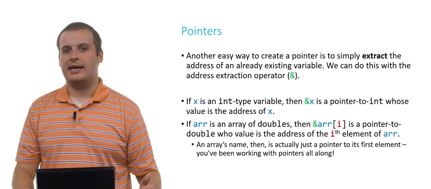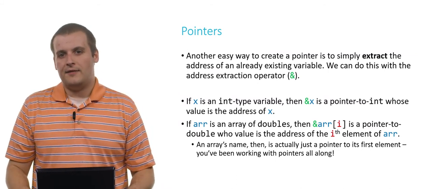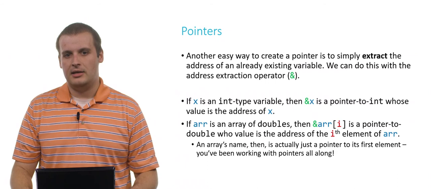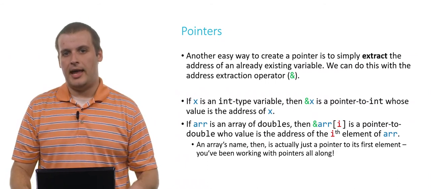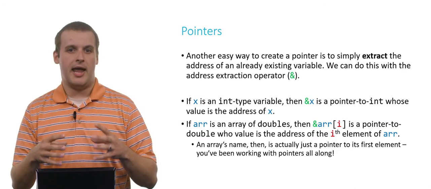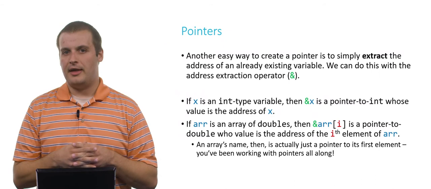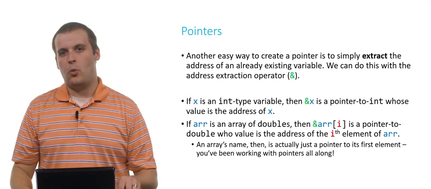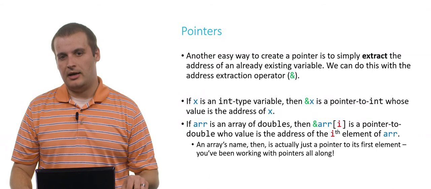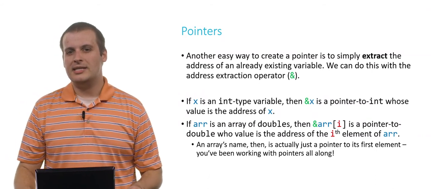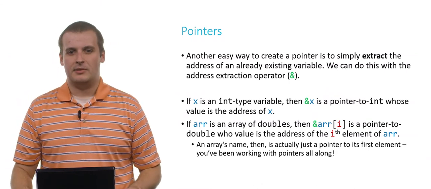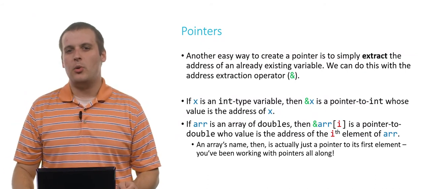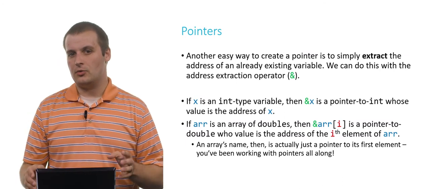Let's take this one step further and connect to something I alluded to in a prior video. If ARR is an array of doubles, then ampersand ARR[I] is a pointer to a double. ARR[I] is the ith element of that array, and ampersand ARR[I] is where in memory the ith element of ARR exists. So what's the implication here? The implication of this whole thing is that an array's name is actually itself a pointer. You've been working with pointers all along every time that you've used an array.